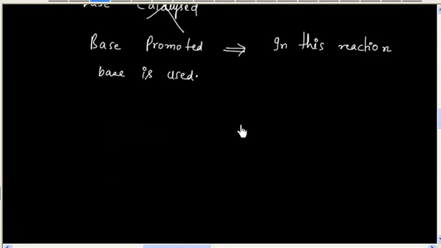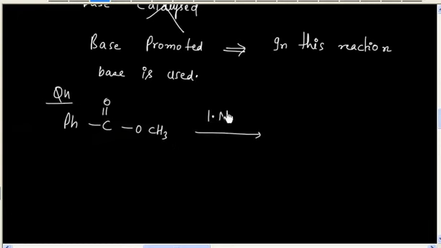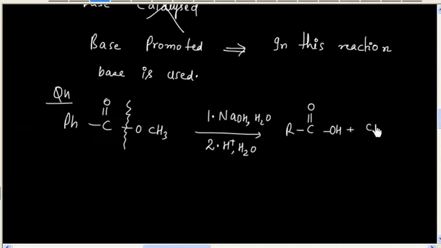Now let us say, if I ask what will be the product in this reaction. First step we have NaOH in aqueous medium, and the second step we have mineral acid. So what will be the product in this reaction? This is hydrolysis, so we have to break this bond and we will have acid plus alcohol.